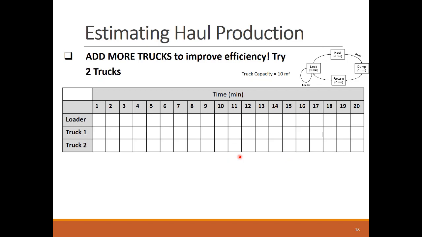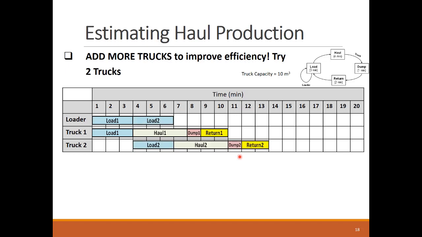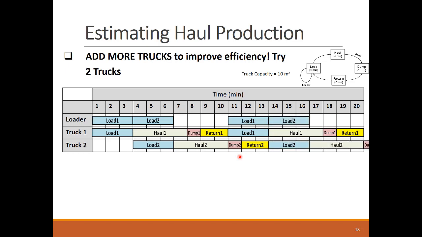The loader fills the first truck, which moves on for its haul, dump, and return steps. Right after filling the first truck, the loader can fill the second truck, so it can also go on its own cycle. These 2 truck cycles will be repeated once the first truck gets back to the loader to be loaded again. So the operation cycle is marked with this zigzag shape, which means that the first cycle started before the second truck from the first cycle returned back.